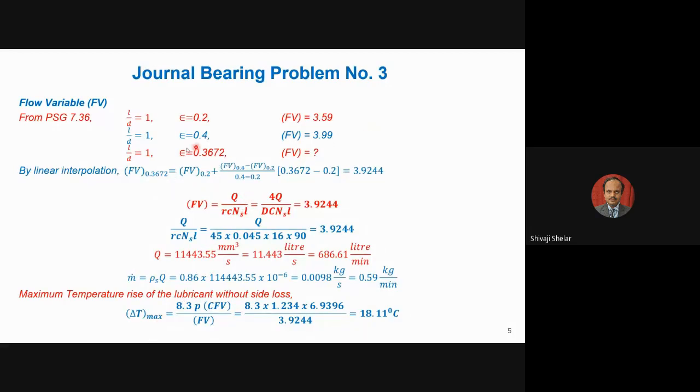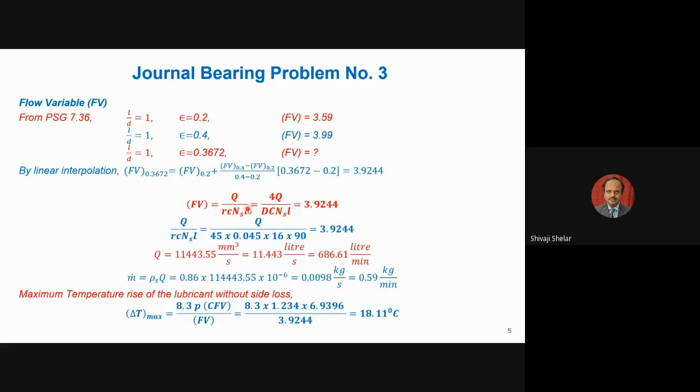And what is the value at eccentricity ratio of 0.3672? What is the flow variable value? So again, we are doing the linear interpolation. It will be greater than this, but less than this, because our value lies here in between. So this value should be greater than this, but less than this. So we get that flow variable value here as 3.9244.